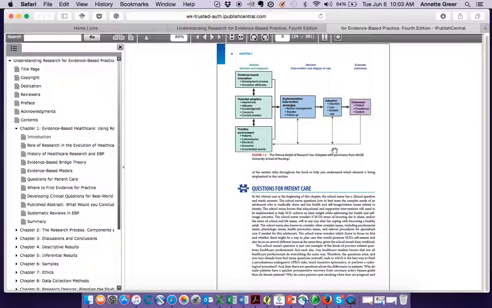Here's the remainder of the Ottawa model of research: evidence-based innovation, potential adoptions, practice, implementation, adoption, outcomes. Because when you come up at the end of the semester with your poster, you may want to include how your research, the systematic review that you have done, has actually used either the Iowa or the Ottawa model.